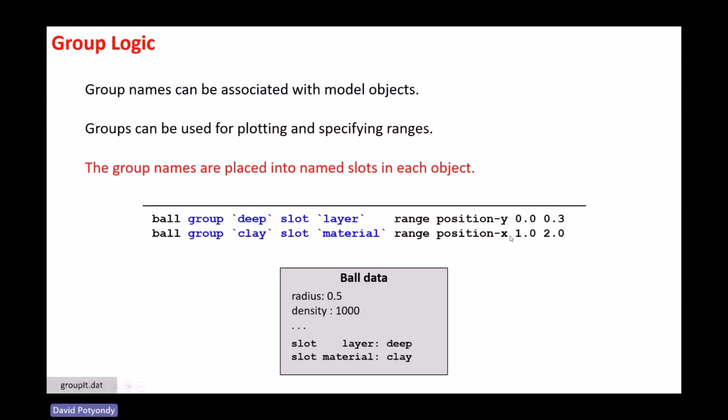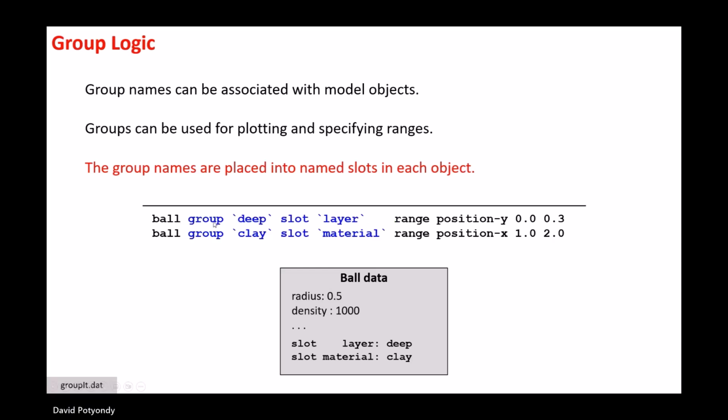Now, balls can be part of more than one group. You can have multiple sticky notes on a given ball. We call these things slots, and these slots can be named. So we can make a slot called the layer, and we can make a slot called the material. And then we can give it a name. So we say, what layer are you in? You're in the deep layer. What material are you? You're clay. So this is the command that does that.